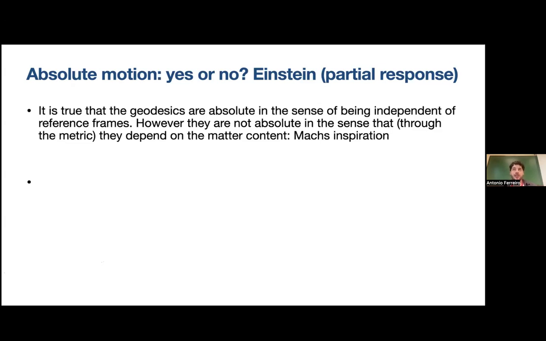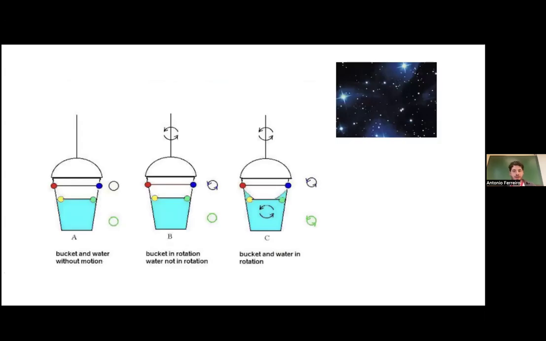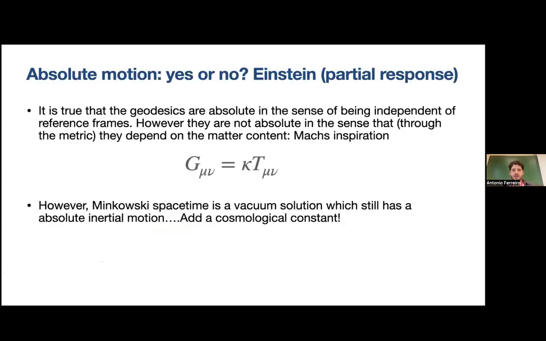In terms of motion, I can differentiate between accelerated motion and non-accelerated motion, but if I can show that the accelerated motion depends on the composition of the matter that surrounds it, then I can give a relative explanation to the accelerated motion. Well, I will not explain this because this is basically Mach's idea of the bucket experiment. I'm not going to explain it, but if you want, I can do it in the question section.